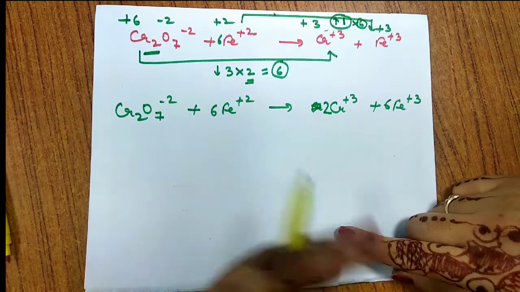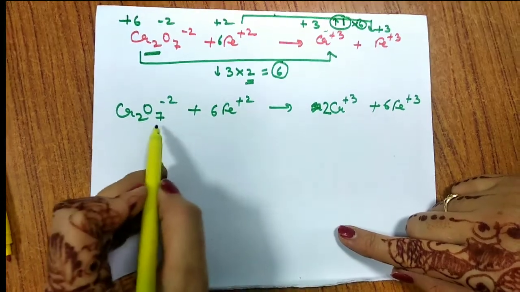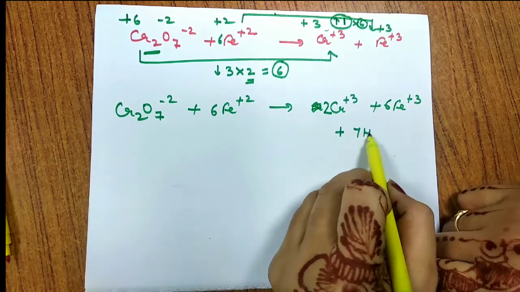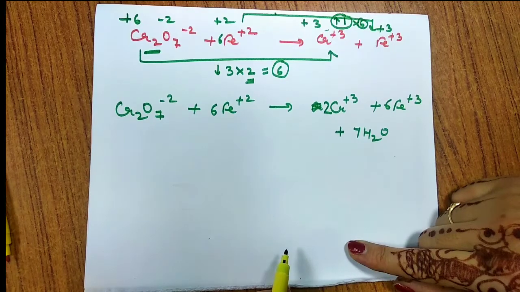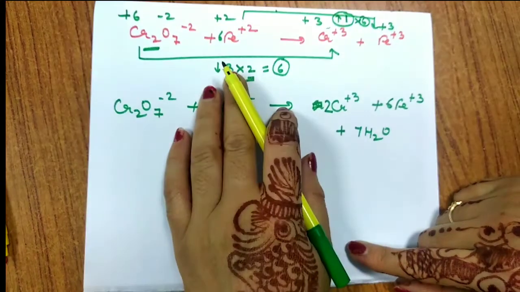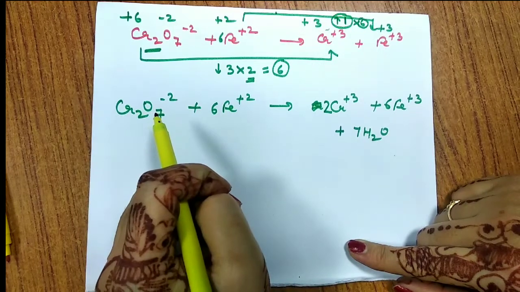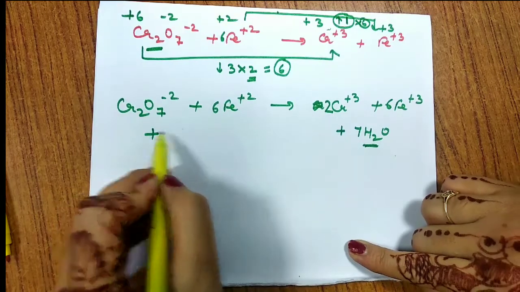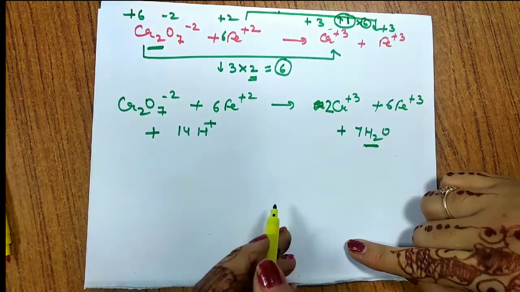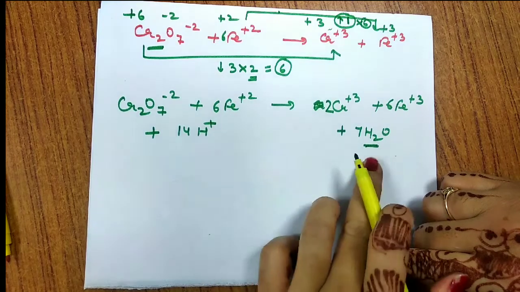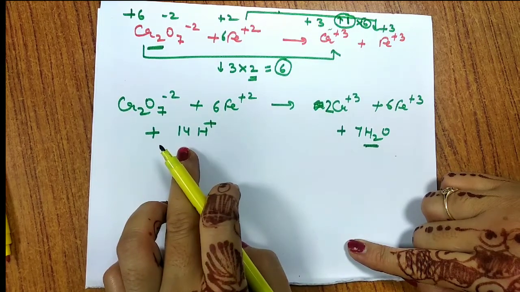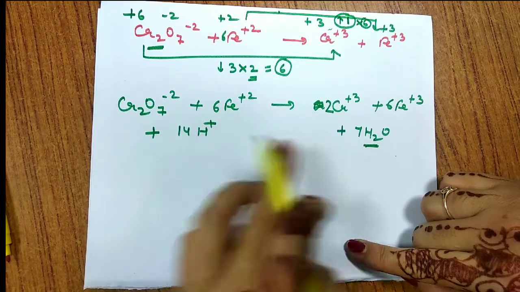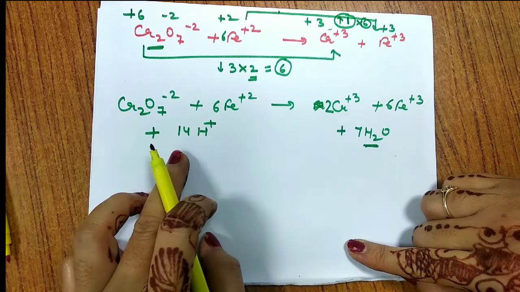Clear? Next step is to balance O by adding water. So I have 7 oxygen this side. So I add 7 water this side. As it is mentioned in the question, I have not written it though. Yes, it is acidic medium. So in acidic medium, the balancing can be done by adding 14 H+ ion on the left side. Clear? So you can see 14 H on the right side. So I have added 14 H+ ion.